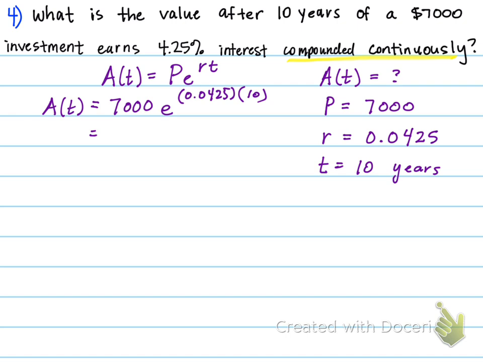When you do this, you're going to get something like $10,707.13294. Again, remember, when it comes to rounding money, we're going to keep it at the hundredths place by truncating. So we have $10,707 and 13 cents.